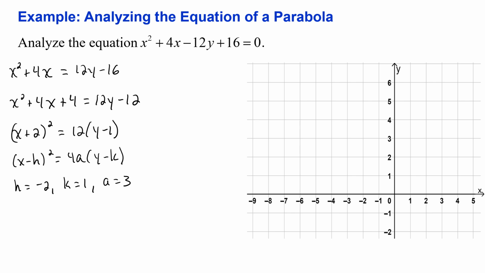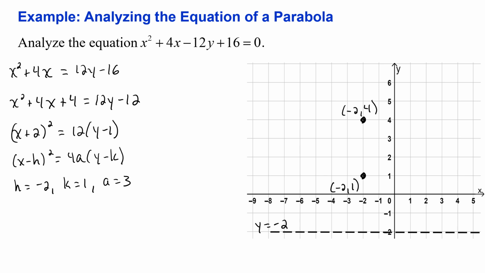So let's plot the information that we have in our xy plane. So here we have an xy plane from negative 9 to 5 on the x-axis and negative 2 to 6 on the y-axis. So the vertex being the point h, k, we can plot the vertex at the point negative 2, 1. Based on the form of the equation, we know the parabola opens up, and since a equals 3, then the focus lies 3 units above the vertex at the point negative 2, 4. Also, we know the directrix lies 3 units below the vertex, thus the horizontal line y equals negative 2 is the directrix.